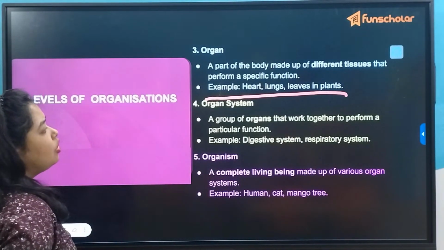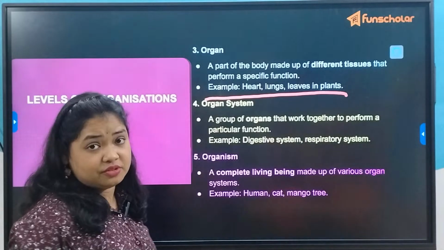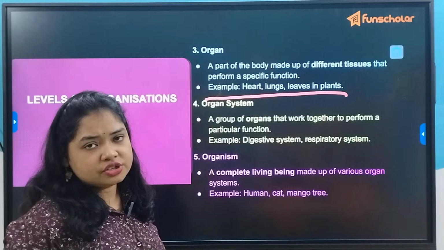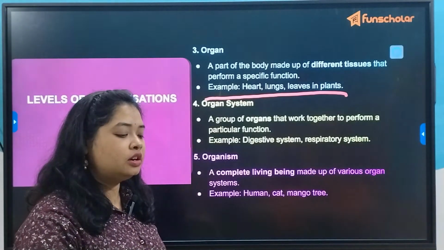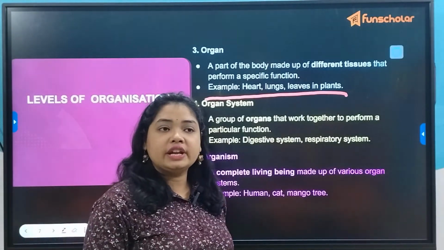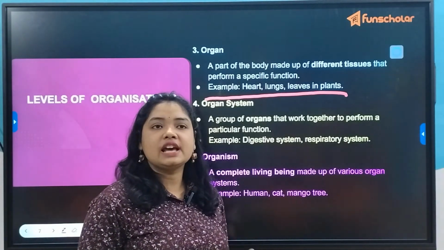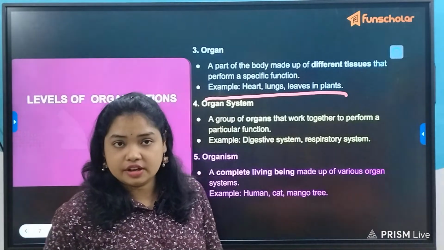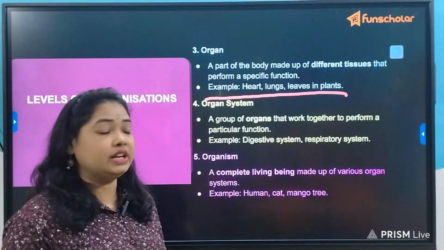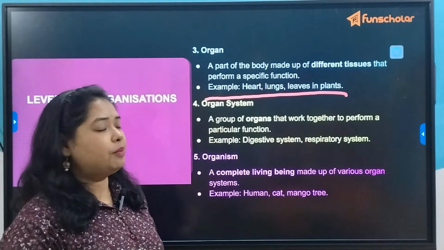Now, coming to the organ system. A group of organs that work in sync with each other. One organ will function to perform one work, and then another organ will also take that work forward. So they should function one after another, and there should be synchronization in their working. Then only an entire organ system can work properly.